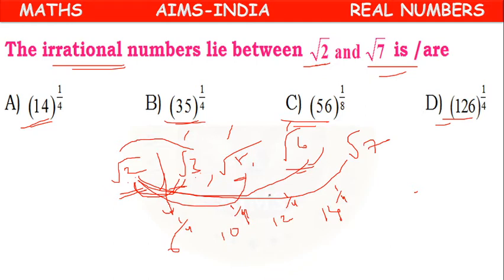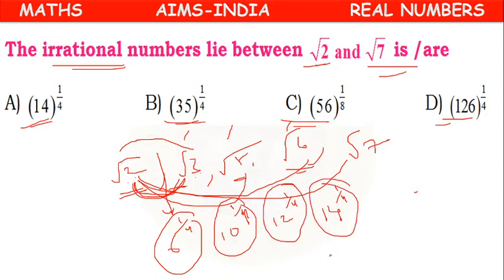So, if we consider these numbers and want to find an irrational number between them, they already have roots. So we can multiply them directly and keep the power of 1 by 4. Now these may be the answers. We have 14 to the power of 1 by 4. A option. It is correct.